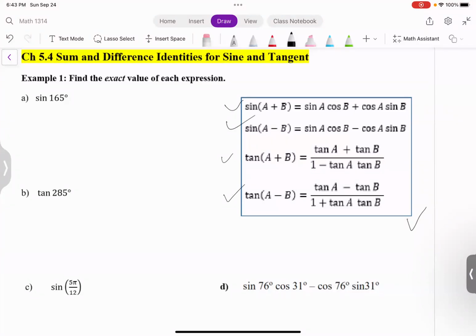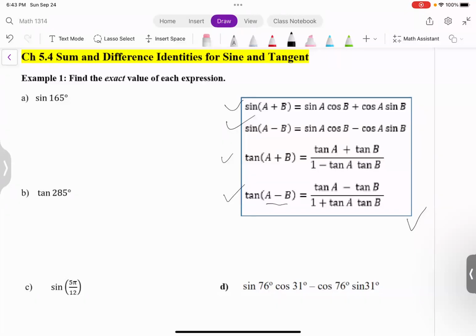For tangent, tangent A plus B equals tangent A plus tangent B, all divided by 1 minus tangent A times tangent B. And tangent A minus B equals, on the top, tangent A minus tangent B, and the bottom is 1 plus tangent A times tangent B.